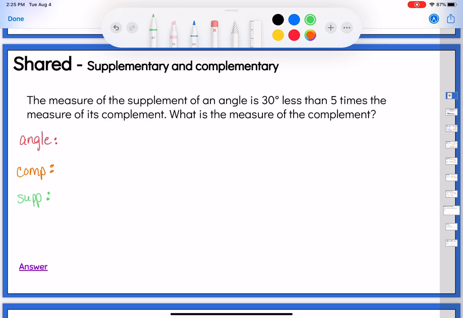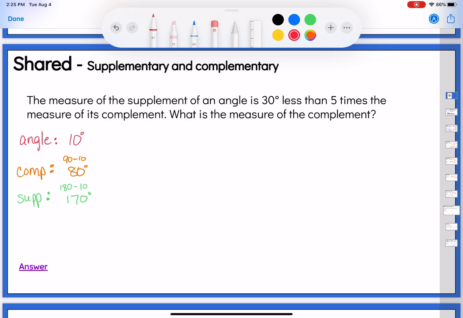Now, if you can't really figure out what you're going to call them, try this. What if I told you that my angle was 10 degrees? What would be the complement? Well, I would in my head say, well, 90 minus 10 equals 80 degrees. Okay. And if the angle was 10 degrees, what would be the supplement? Well, in my head, I would say it's 180 minus 10 degrees, so it'd be 170.